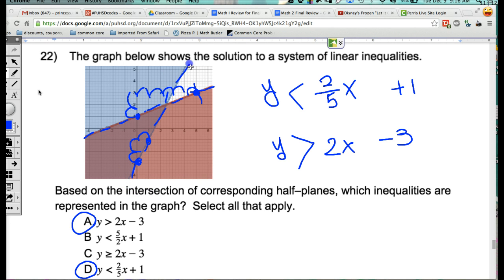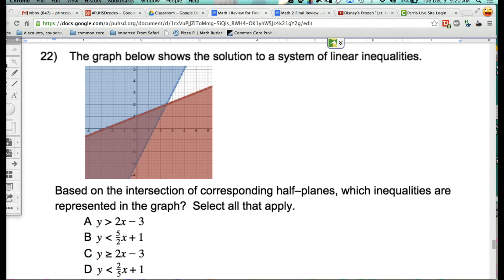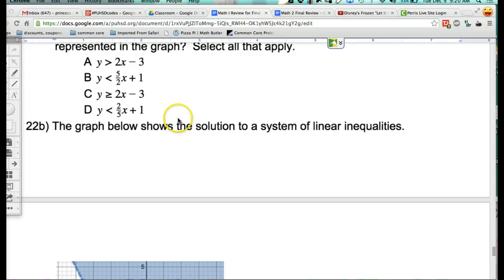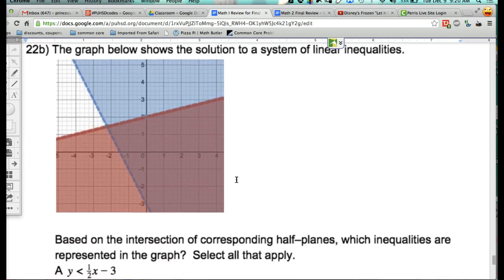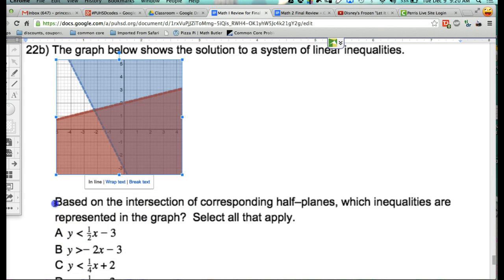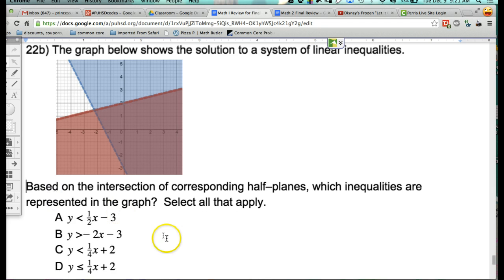Okay, so I'm going to give you a practice question and after that we're going to do some more problems and we'll be done for today. Here's the next question, 22B. Alright, ready? Begin.